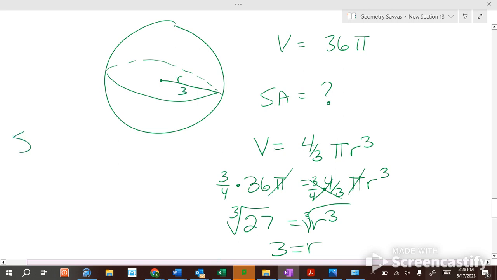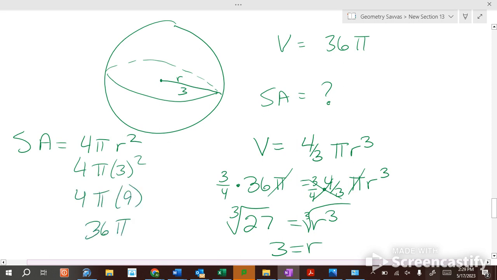What's my surface area formula? 4 pi r squared. So it's 4 times pi times 3 squared. So it's 4 times pi times 9, which is 36 pi. So is the volume of a sphere always the same as the surface area of a sphere? No. The only time that they're the same is when it's 36 pi. That's the only time they're ever the same. Okay? So on the test, they will not be the same.